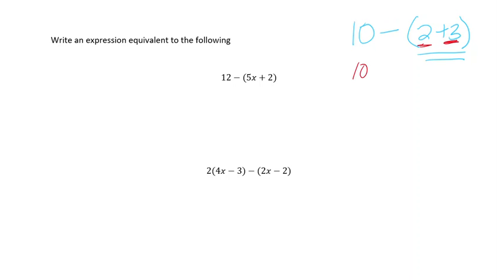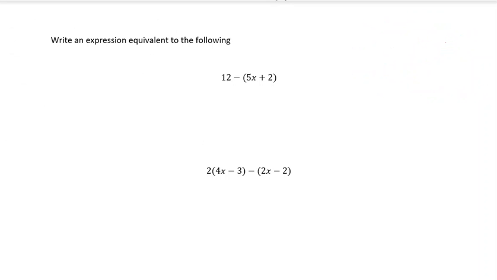So that is 10 minus 2, we're subtracting 2, minus positive 3, so we're subtracting 3. 10 minus 2 is 8, 8 minus 3 is 5, so there's another way we could see that we get 5 for that problem.